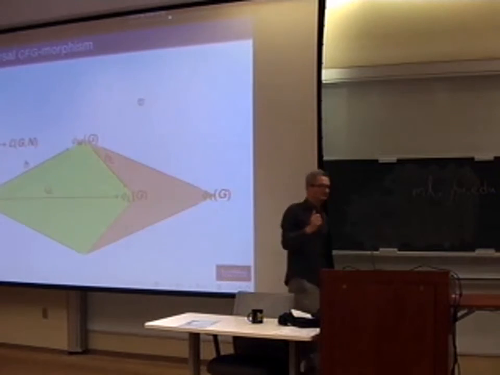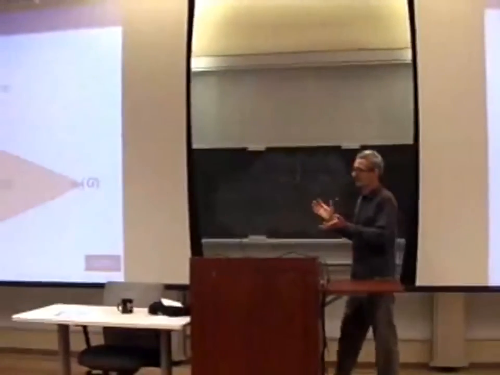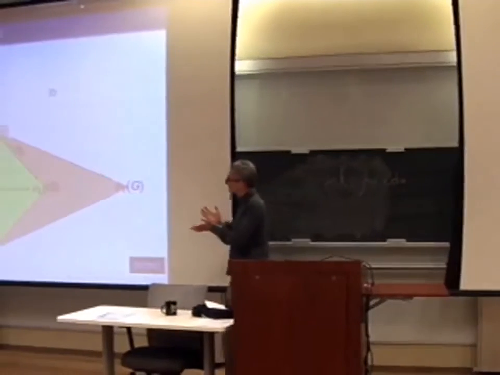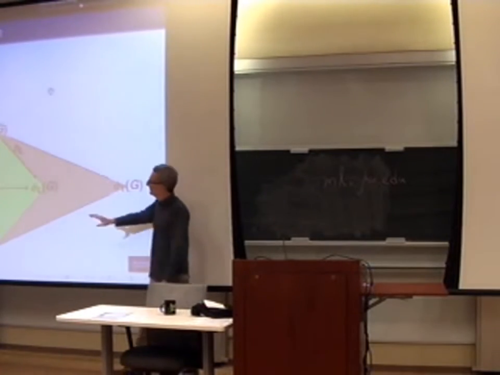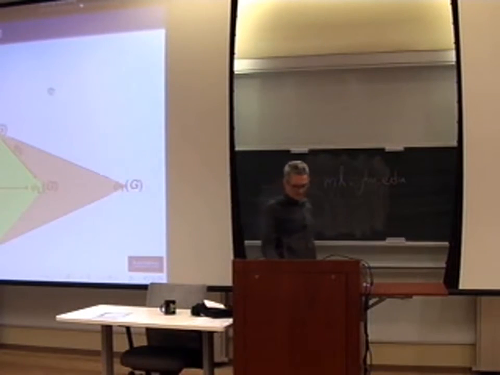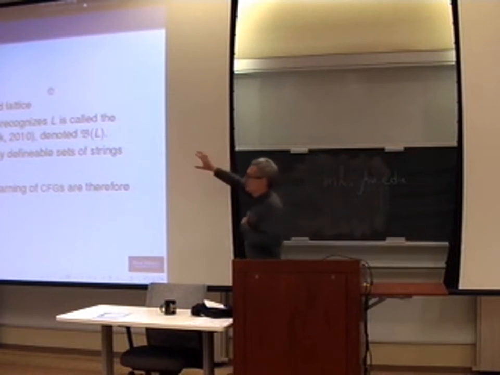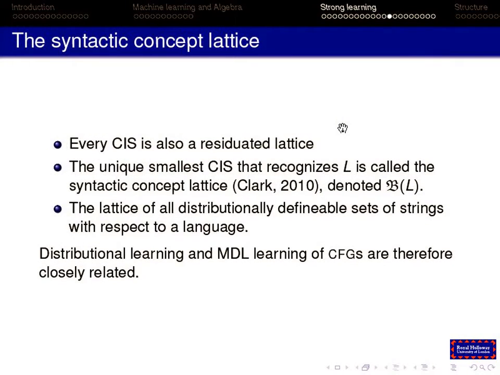So what we're doing is taking classical automata theory, where we have strings, and lifting it to sets of strings, and this gives us this universal morphism, which is a universal transformation of context-free grammars. Every complete idempotent semi-ring is also a residuated lattice, and this smallest lattice for each language is called the syntactic concept lattice. It is the lattice of all distributionally definable sets of strings with respect to a language.